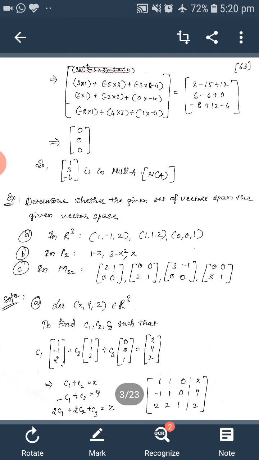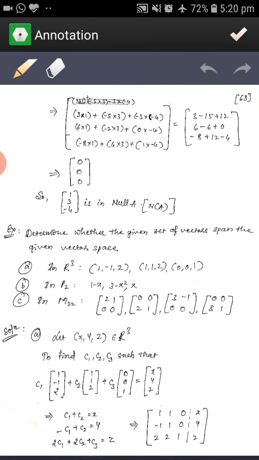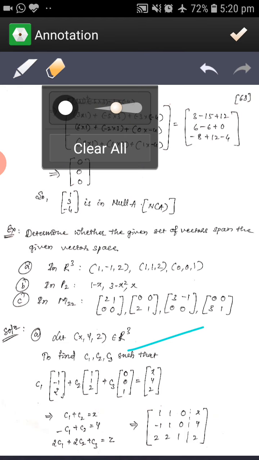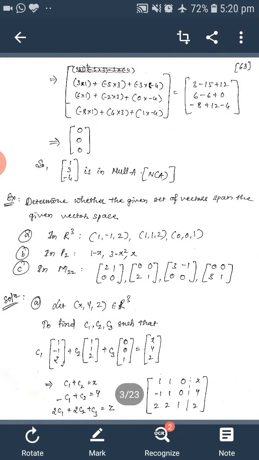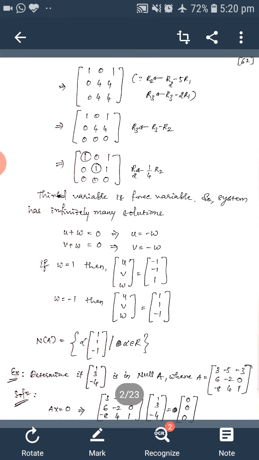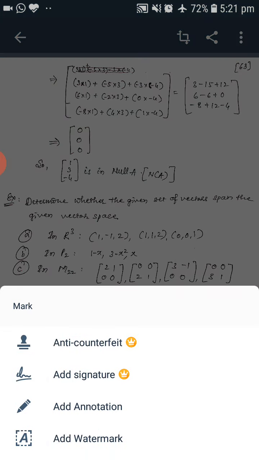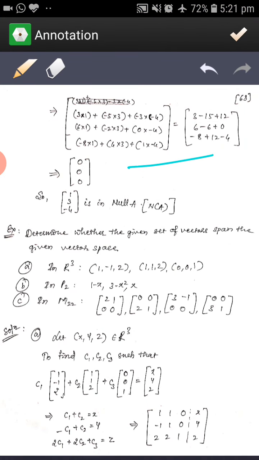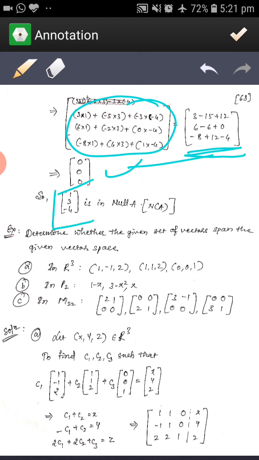Sorry, here it is not the row operation, it is just a multiplication A into x. After multiplying A into x, we need to check whether we get 0 or not. After doing the multiplication, you get this value. Finally we are getting the 0 vector for A into x, so we say that (1, 3, -4) is in null A.